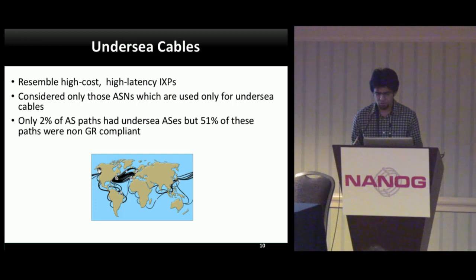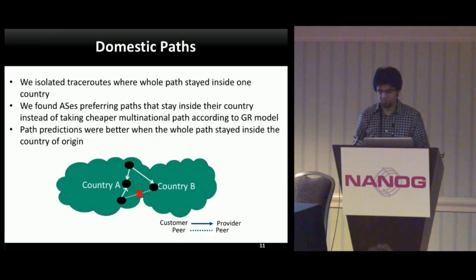We found 2% of AS paths having undersea cable ASs, but out of these 2% of AS paths, more than half of the paths were not Gao-Rexford compliant, or in that case, our path prediction didn't match the real path that we observed. So that was one of the reasons.